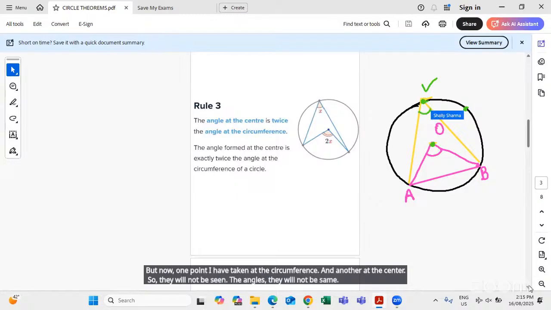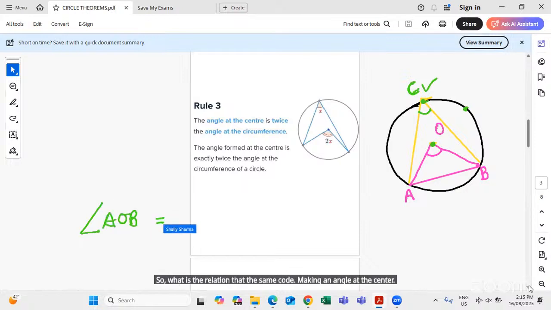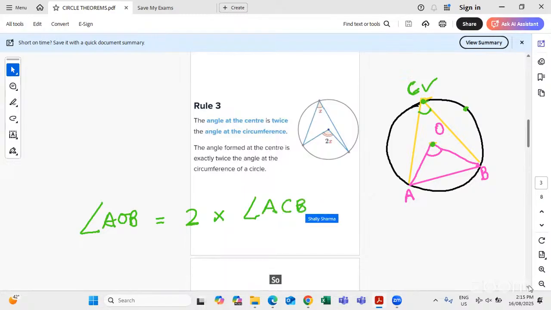Let's say this point is C. So what is the relation? The same chord making an angle at the center, this angle will always be double the angle made at any point on the circumference. So this point is C.